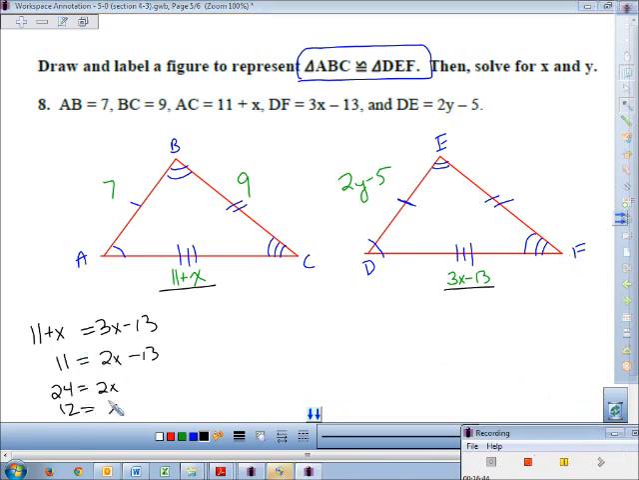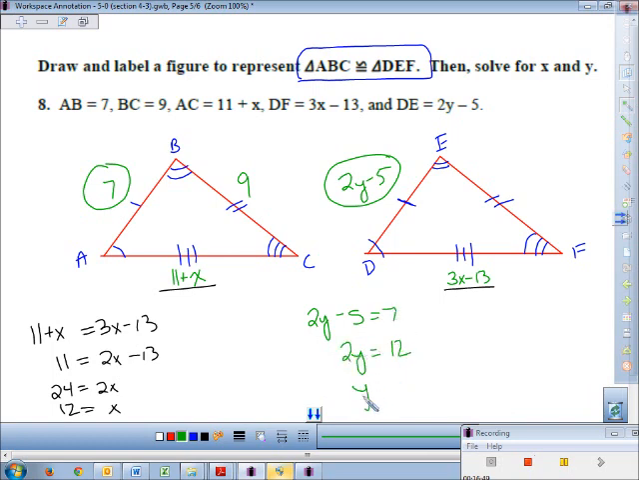And hopefully you solved for x and got x equals 12. Now it's time to solve for y. It is on a single tick mark segment over here. It corresponds with this 7, which is also on a single tick mark. So 2y minus 5 should be the same as 7. Add 5 to both sides and get that. And divide by 2 and y equals 6. So using the congruent statement, everything's in corresponding order.